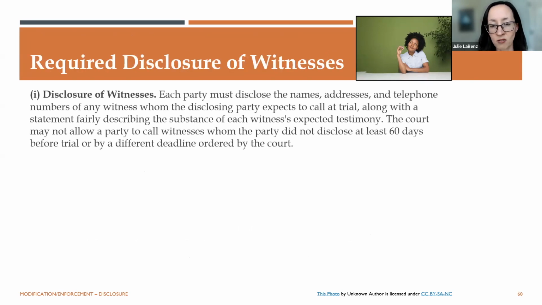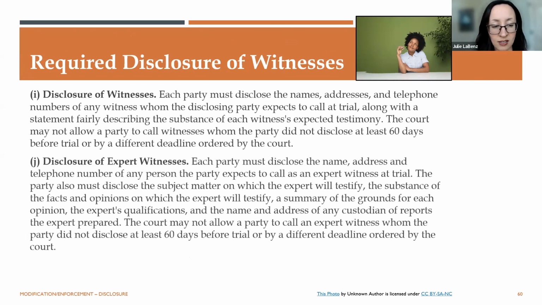For witnesses, you got to have their contact information and a summary of what they're going to testify about. And then for expert witnesses, their contact information and additional information about what they're going to testify about. You need to disclose witnesses and expert witnesses at least 60 days before trial or by whatever deadlines is set by the court.